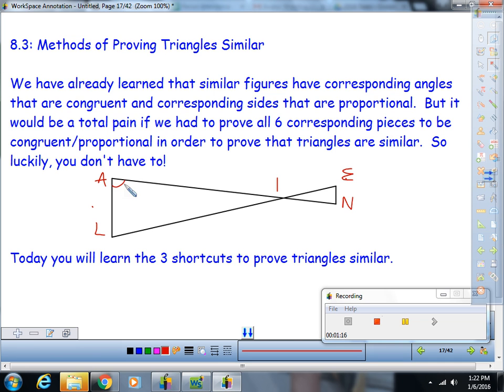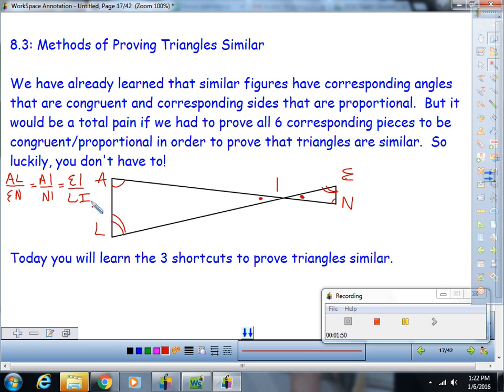similar, we'd have to prove that angle A was congruent to angle N, that angle L was congruent to angle E, that for a lack of, I'm just shortcutting, angle I's were congruent to each other. Then you'd also have to show that the ratio between AL and EN was the same thing as the ratio between AI and NI, and that would be the same thing as the ratio between EI and LI. And that would take a long time to prove all that, and it would be annoying. So luckily for you, we have shortcuts.